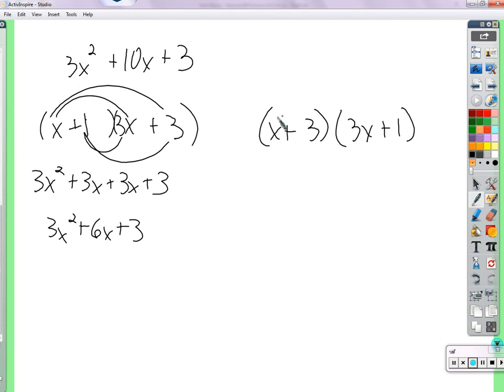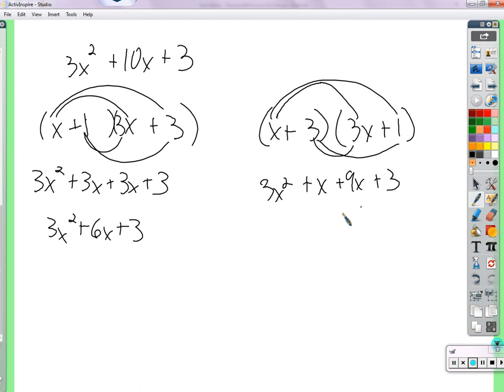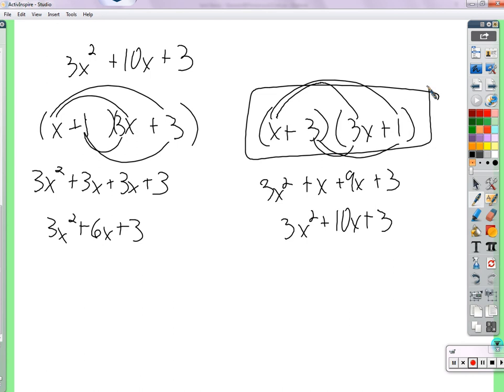In this case, we get x times 3x is 3x squared. x times 1 is 1x. 3 times 3x is 9x. And 3 times 1 is 3. So we get 3x squared plus 10x plus 3. So that's the factorization of this polynomial.